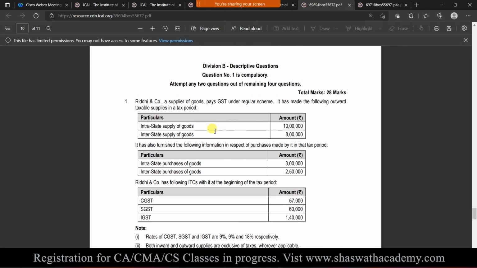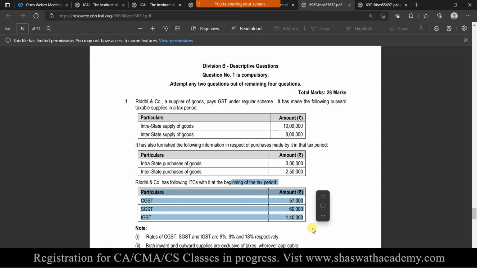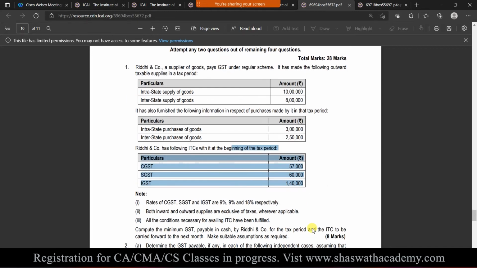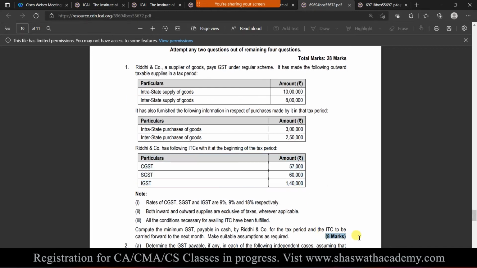this type of question. Riddhi and Co., a supplier of goods under GST regime, has made the following outward supply. So they are giving the details of outward supply, the details of input purchases, and the ITC opening balance. This is a very simple, plain vanilla problem. But look at this, it's for 8 marks.